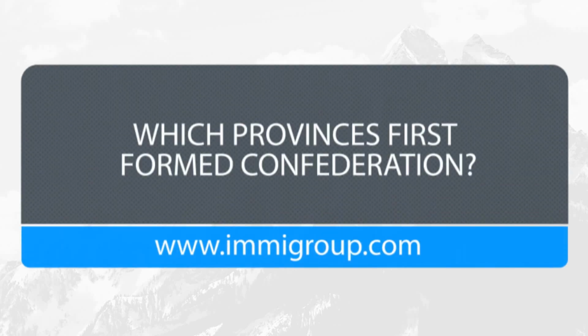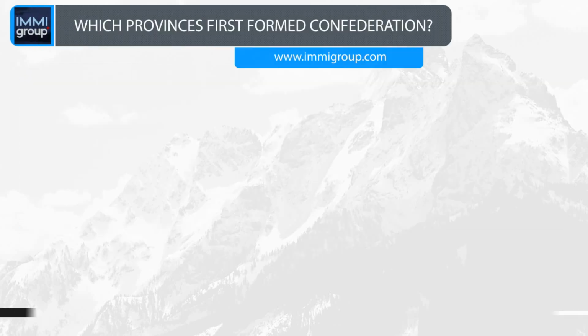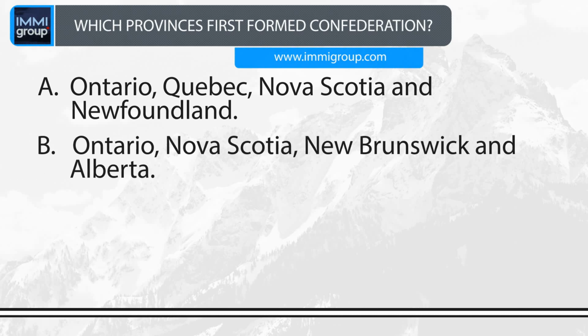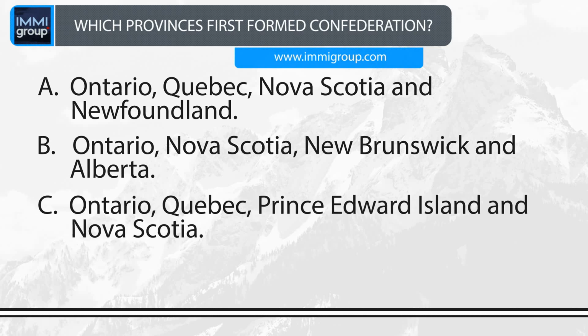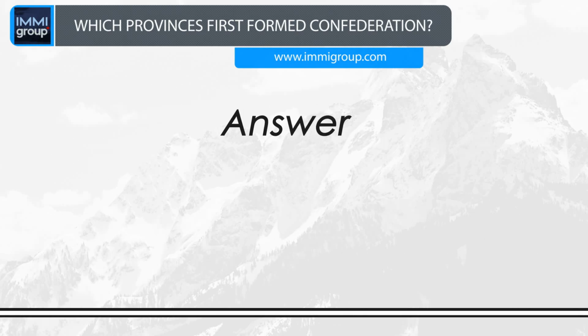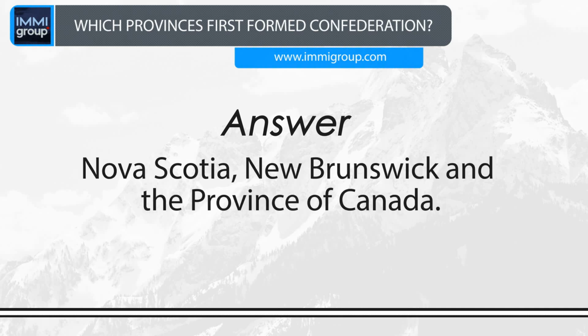Which provinces first formed Confederation? A. Ontario, Quebec, Nova Scotia and Newfoundland. B. Ontario, Nova Scotia, New Brunswick and Alberta. C. Ontario, Quebec, Prince Edward Island and Nova Scotia. D. Nova Scotia, New Brunswick and the Province of Canada. Answer: Nova Scotia, New Brunswick and the Province of Canada.